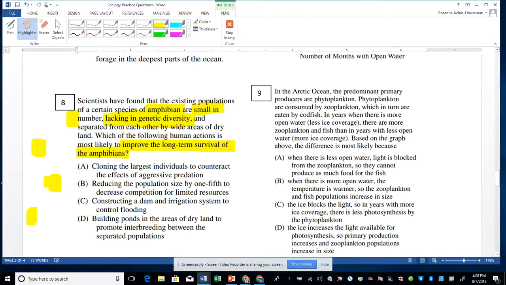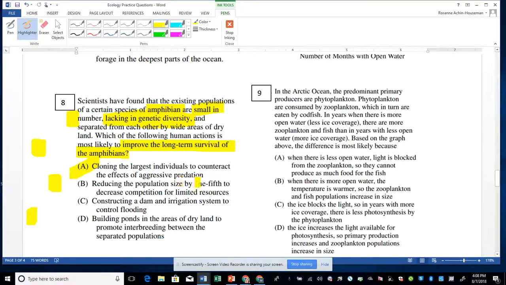Well, if you could somehow get them to get together, that would be good. Cloning the largest individuals to counteract the effects of aggressive predation. Well, I don't know. Are the largest ones more likely to get preyed on or less likely? I don't know. There's not enough information to say whether something like that would help. And probably cloning a bunch of them is a little bit more than what we're going to do.